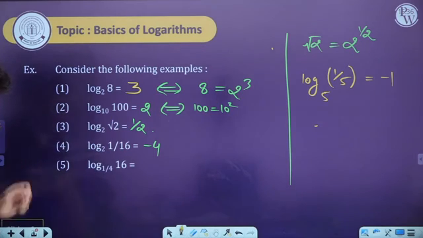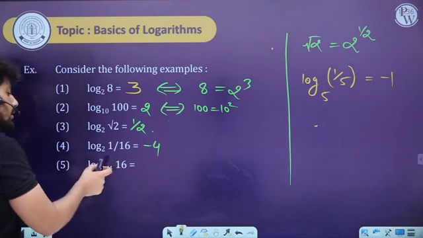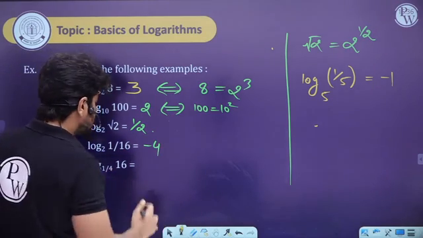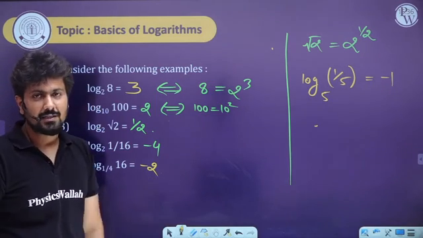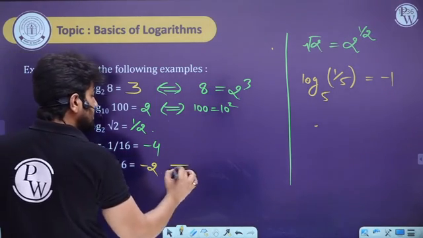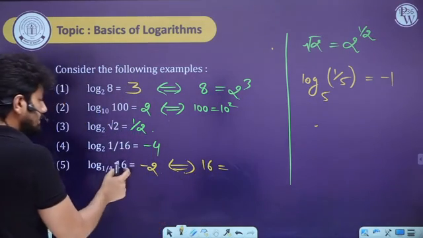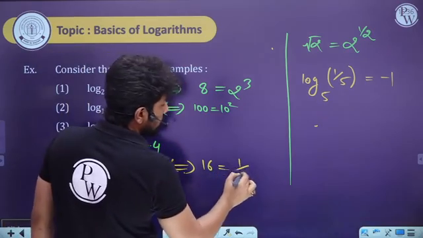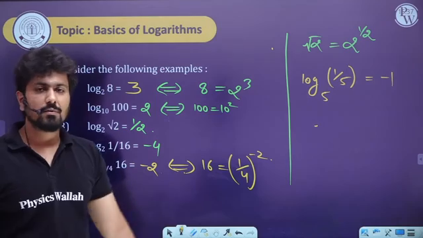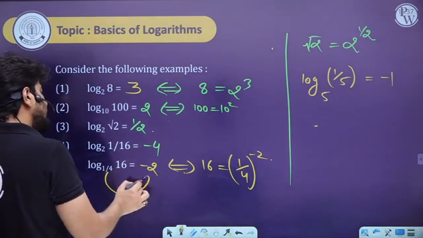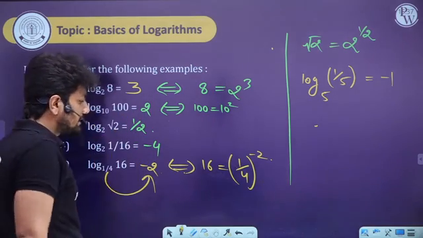Okay. Now, log of 16 to the base 1 by 4. So 1 by 4 raised to the power minus 2 will be 16. If you convert it into the exponential format, it is clearly visible that 16 is equal to what? 16 is equal to 1 by 4 raised to the power minus 2. This is the exponential format. If I send this 1 by 4 to the right hand side, 1 by 4 raised to the power minus 2 will be equal to 16.